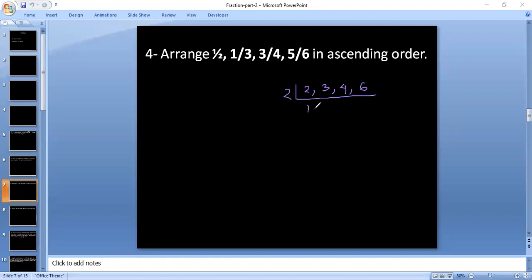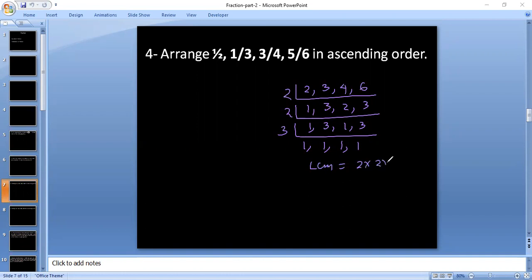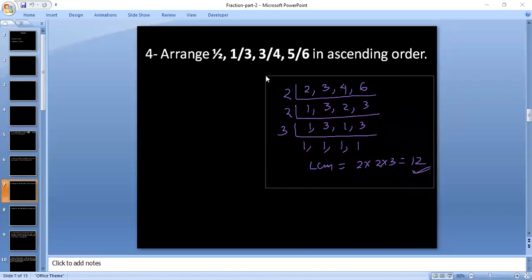So 2 to the 1, 3 carry down होगा, 2 to the 4, 3 carry down होगा. Then 2 1 carry down होगा, 3 carry down होगा, 2 1 जा 2, 3 carry down होगा. Then divide by 3, 1 carry down होगा, 3 1 जा 3, 1 carry down होगा, 1 हो गया. So LCM क्या हो जाएगा, the LCM will be 2 into 2 into 3. That means 2 2 जा 4, 3 जा 12. So the LCM of these 4 denominators is now 12. So हम क्या करेंगे, सभी का denominator 12 बनाएंगे.